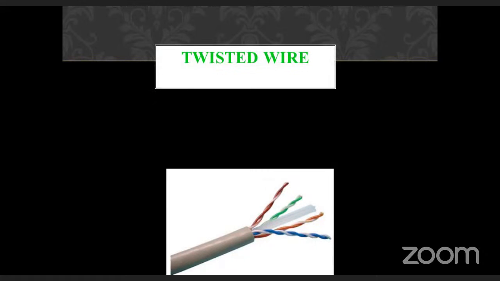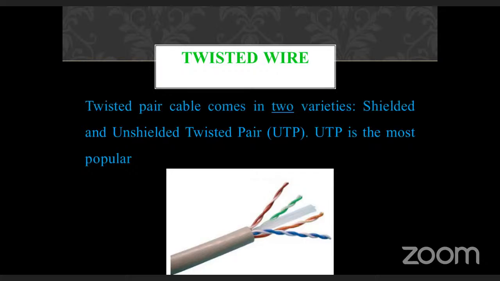So we are starting off with twisted wire today. When we look at twisted wire or twisted pair cables, it comes in two varieties. We have what we call STP and UTP. STP is shielded twisted pair cable, and UTP is unshielded twisted pair cable. And we proceed to say that UTP is the most popular. That is the unshielded twisted pair. We are going to look at why it is said to be the most popular.